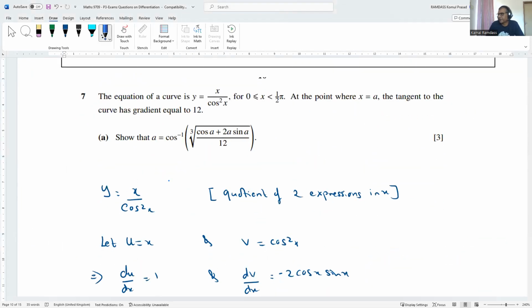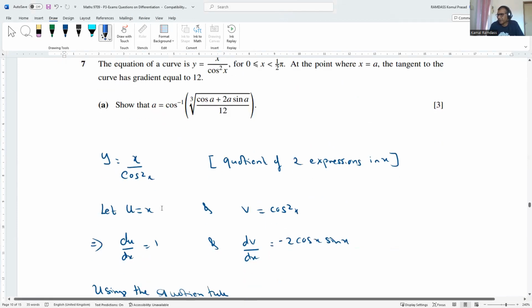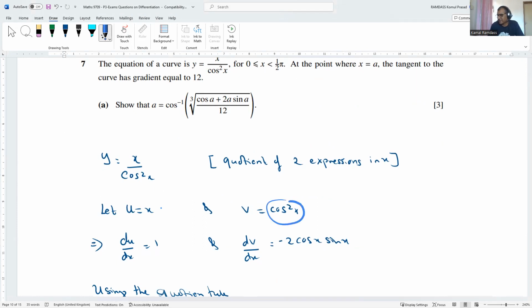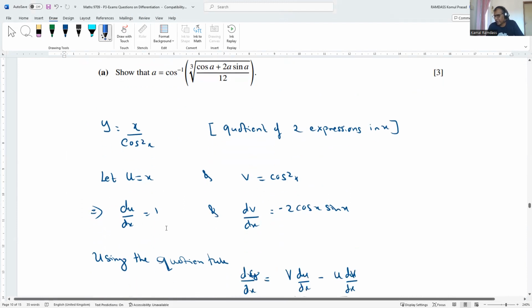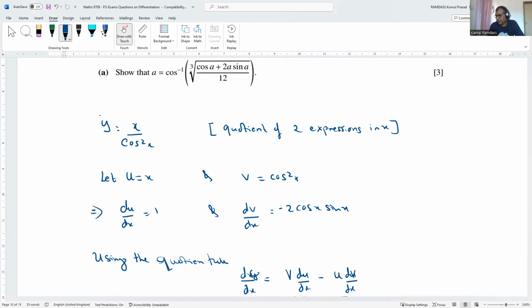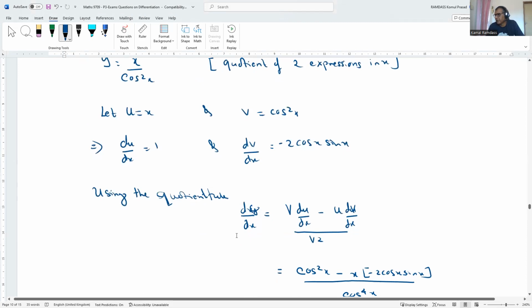Ça, c'est un quotient. OK. Bon, on dit let u is equal to x, v is equal to cos square de x. du by dx is equal to 1, dv by dx, c'est 2 cos x, minus the sin x, so minus the 2 cos x sin x. Differentiation of cos is equal to minus sin, pardon. Using the quotient rule.